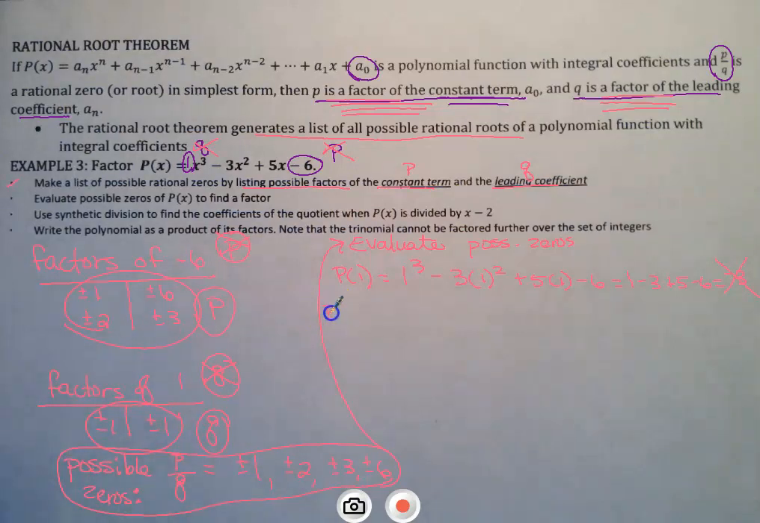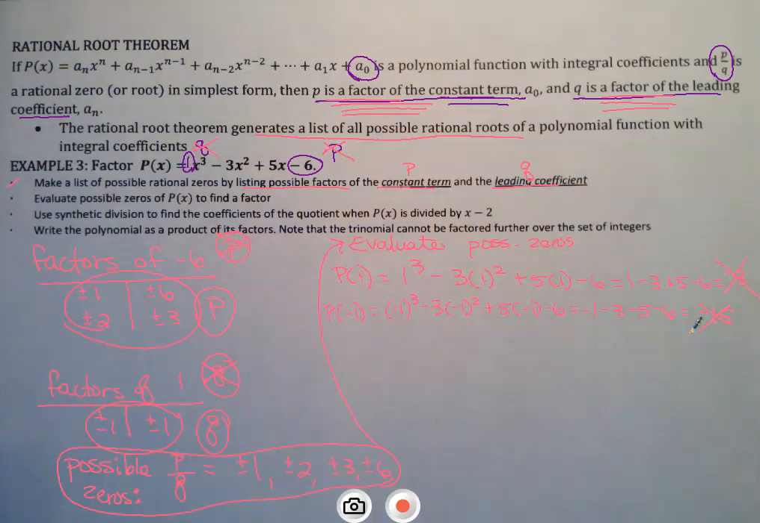Also, I would do a positive or a negative one, because it could come out differently. All right, so negative 1 cubed is negative 1. Negative 1 squared is 1. So negative 3 times 1 is still negative 3. Minus 5 minus 6. Oh wow, that's a big negative. So that gives us negative 15, not a 0.